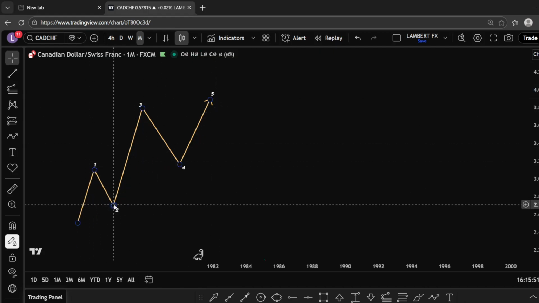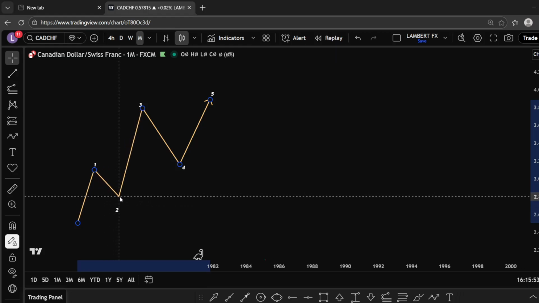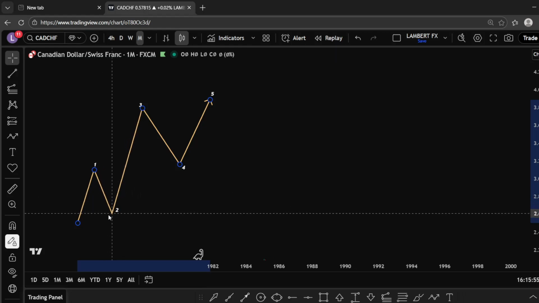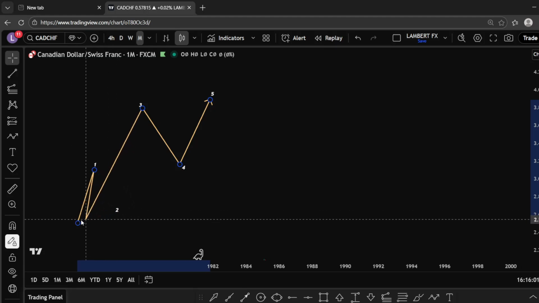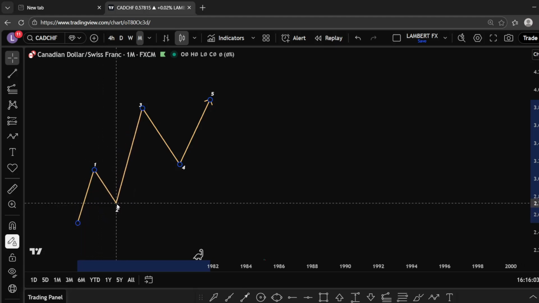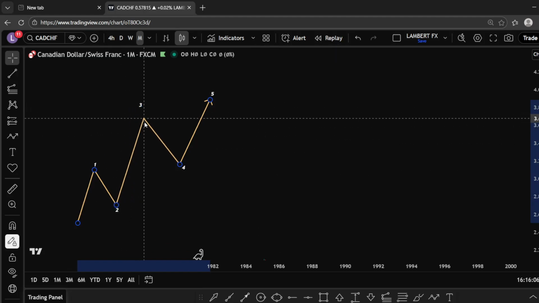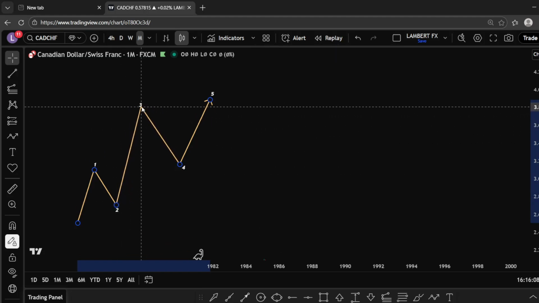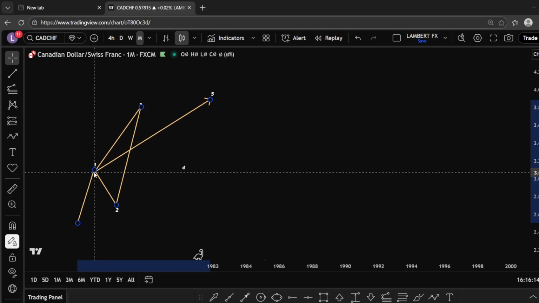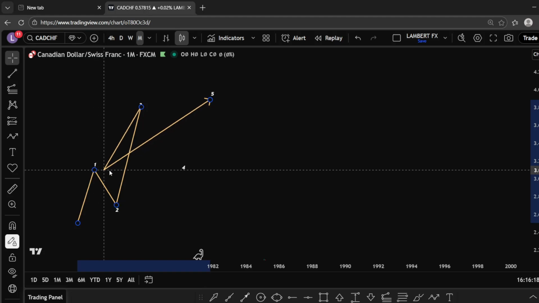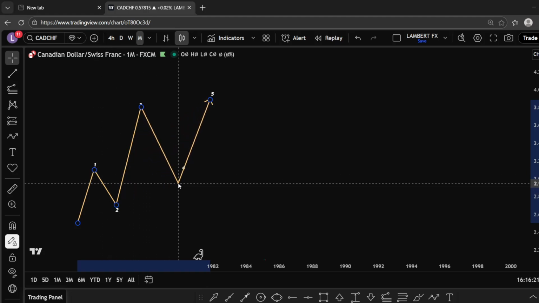I'll repeat the rules. The first rule is that this pullback here for your number 2 should not trade anywhere below the start of leg 1, so it must not cross 100% of leg 1. And then leg 3 should be the longest wave out of the 5, and leg 4 should not trade anywhere near, oh sorry, when I say near, I mean touch the end of leg 1 or trade below leg 1.